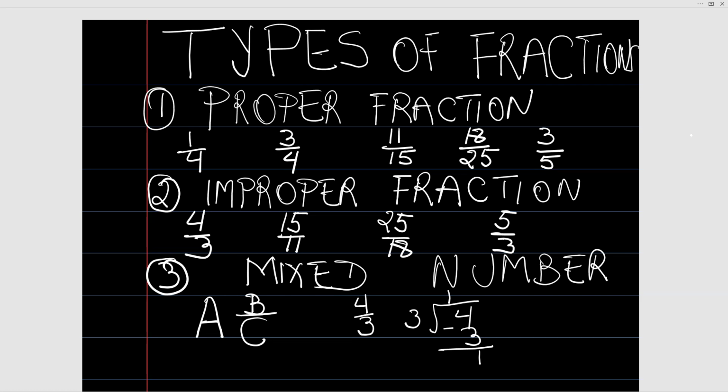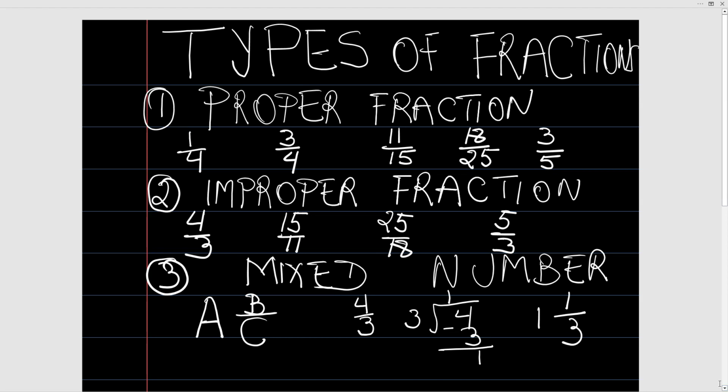So my mixed number is going to be written as A, which is your quotient. I got 1. And then I got C, which is the denominator, and then B, which is your remainder. So 1 1/3 is the mixed number. Okay?